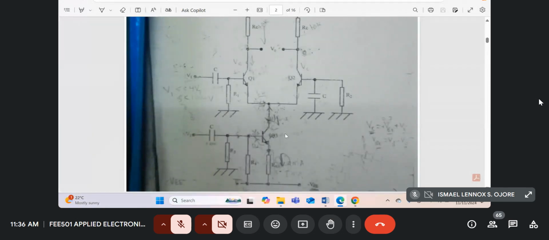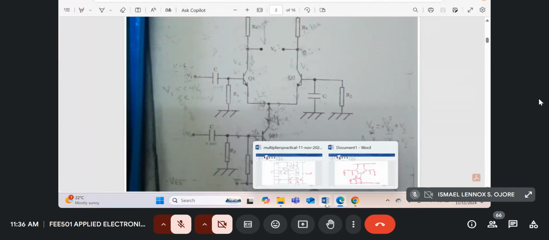This should not be for fifth year. This is supposed to be for third year. For fifth year, you should do the Gilbert multiplier. Okay, let's do it.